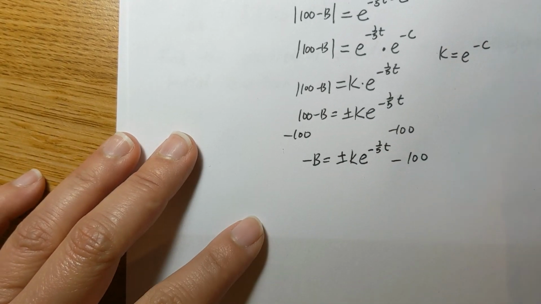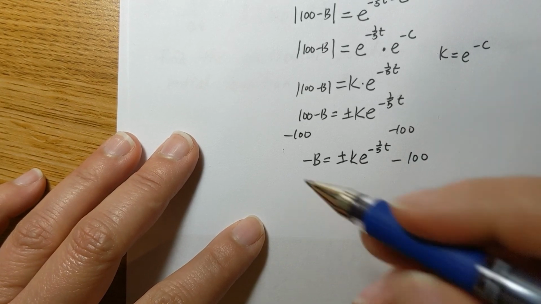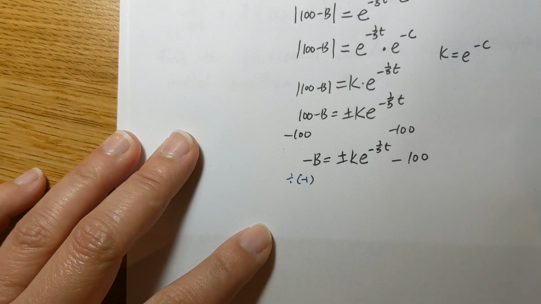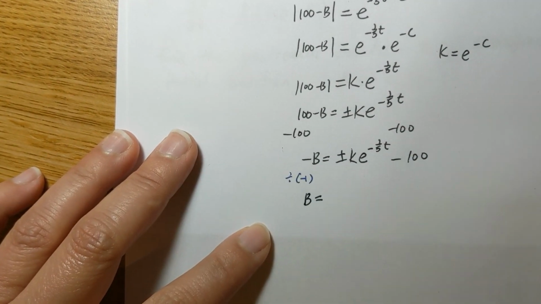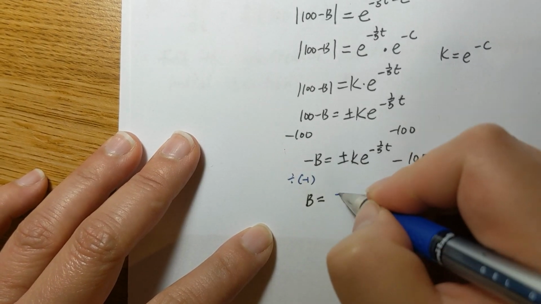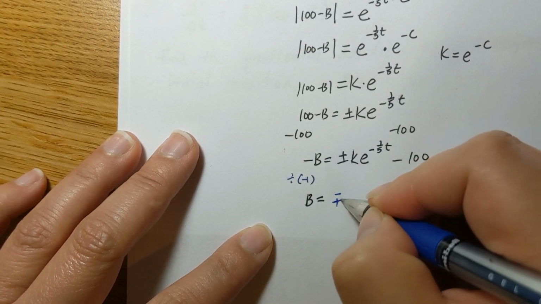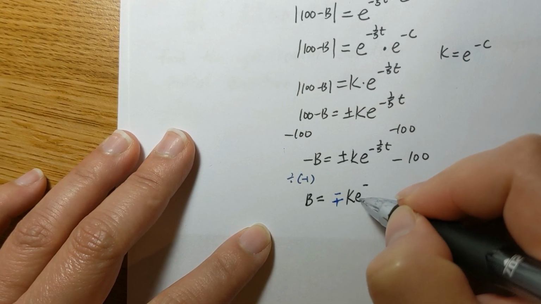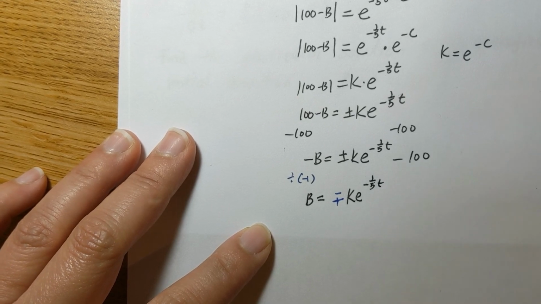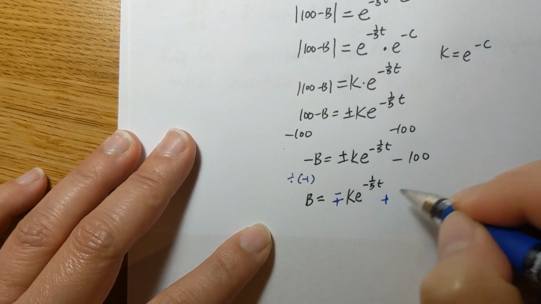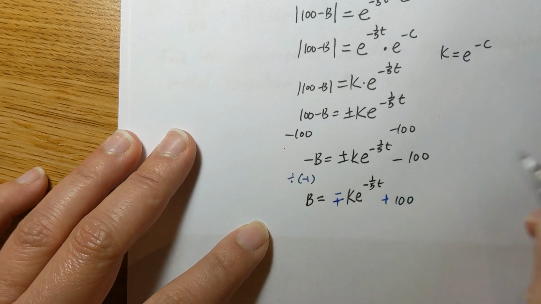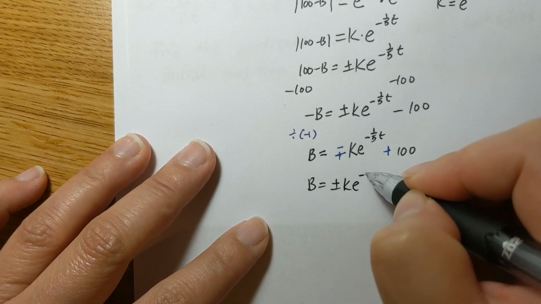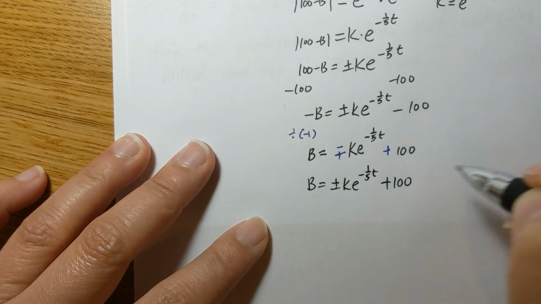So now you can divide by -1, okay? So you divide by -1 on both sides. So you get b, plus or minus divided by negative, minus plus, basically plus or minus. Okay, so we get k e to the -1/5 t. When you divide by a negative, you get positive 100. Okay, so basically this is plus or minus k e to the -1/5 t plus 100.